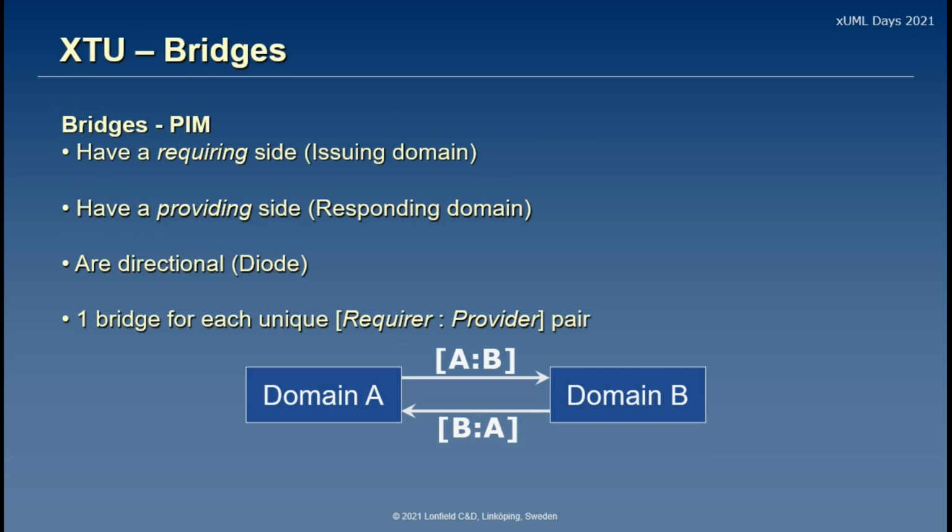Let's focus a bit more on bridges. The PIM part of a bridge has a requiring side and a providing side. Signals and operations can only flow from the requiring side of the bridge to the providing side. This makes the bridge directional, and this is very useful in security and safety-related systems, where solid separation is vital. The type of a bridge is unique for each requiring providing pair. Domain A can thus only send signals to domain B using the AB bridge and vice versa. This is a key design element, allowing type-safe domain connections at compile time.